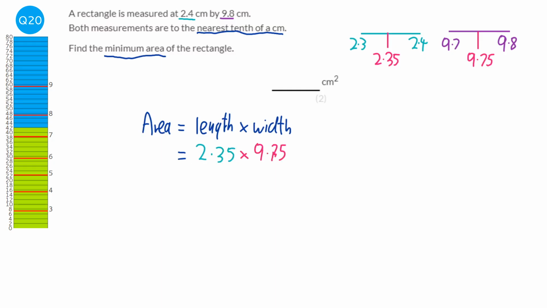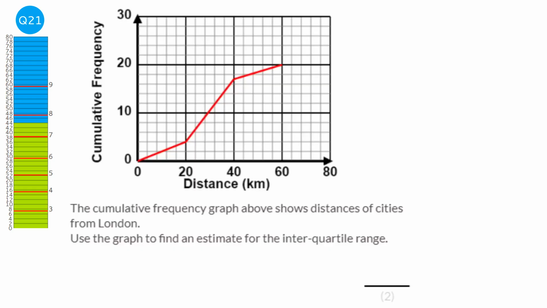Let's just do that a bit nicer. And that gives us the answer of 22.9125. So it'd be 22.9125 centimeters squared.